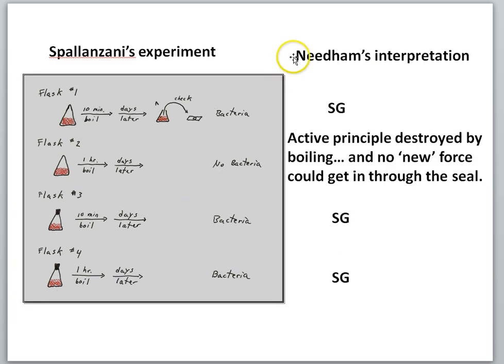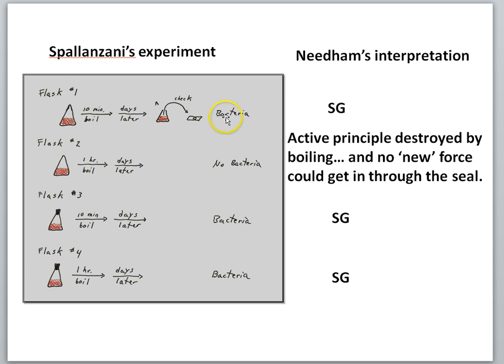However, as we'll see here, John Needham is going to have a different set of interpretations for Spallanzani's experiment. And this is characteristic of the history of science. When we have rival scientists with rival ideas about the world, they will interpret each other's experiments in different ways, usually in favor of their own set of hypotheses. So let's see what Needham is going to say about Spallanzani's experiment.